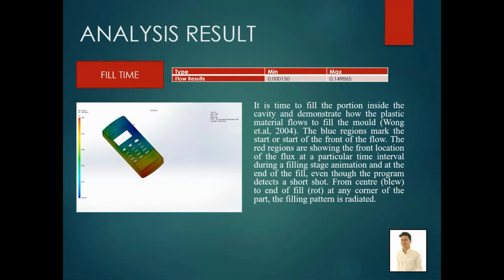The blue region marks the start of the front of the flow. The red region shows the front location of the flux at a particular time interval during a filling stage animation, and at the end of the fill, the program detects a short shot from the center blue to the end of filling at any corner of the part. So the filling pattern is radiated. Right, so this is the fill time, and if you see, red is the maximum point and blue is the minimum point from the start of filling the plastic mold.